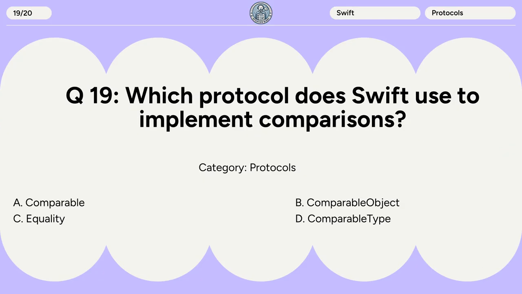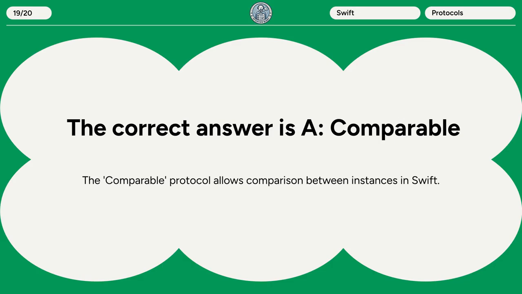Question 19. Which protocol does Swift use to implement comparisons? A. Comparable. B. Comparable object. C. Equality. D. Comparable type. The correct answer is A. Comparable. The Comparable protocol allows comparison between instances in Swift.